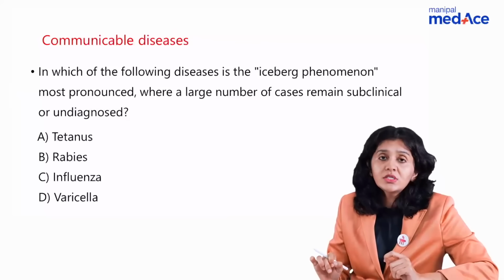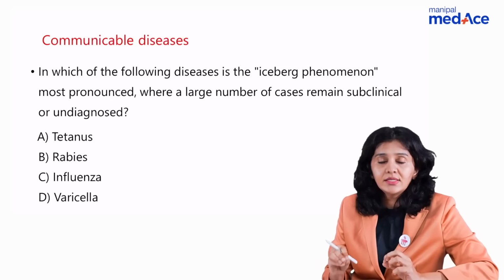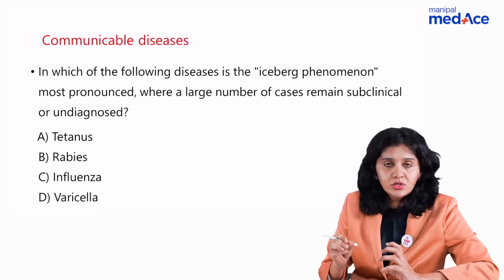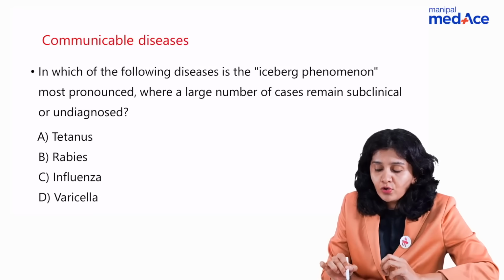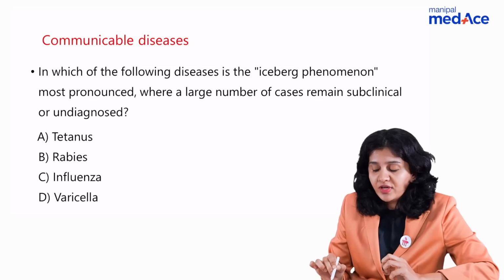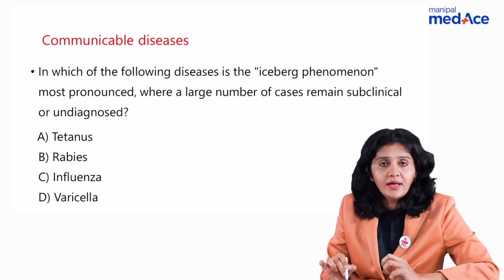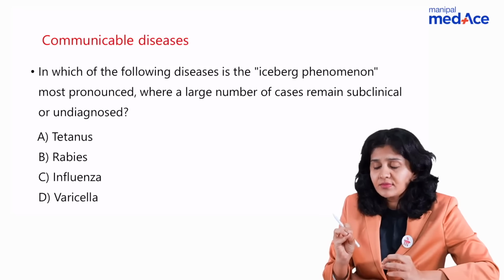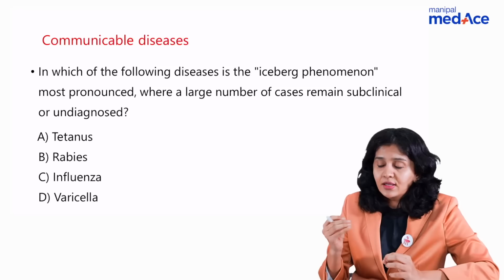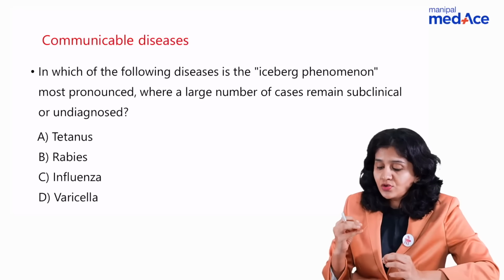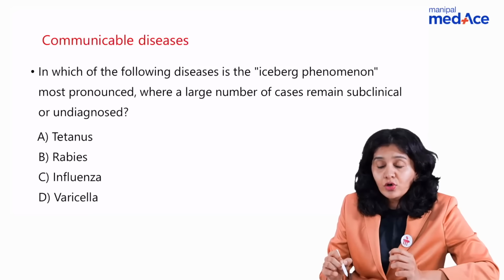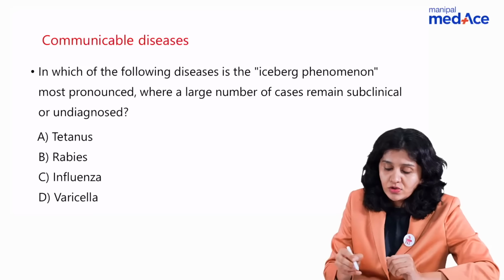Moving on to the next topic, which is communicable diseases. Again, this year a lot of importance was given to the infectious disease epidemiology topic. The question was like this: in which of the following diseases is the iceberg phenomenon most pronounced, where a large number of cases remain subclinical or undiagnosed? We all know what the iceberg phenomenon is. The tip of the iceberg represents only the clinical, symptomatic cases. The large portion of it is submerged, representing subclinical, undiagnosed, inapparent cases. So in which of the following diseases is it most pronounced?